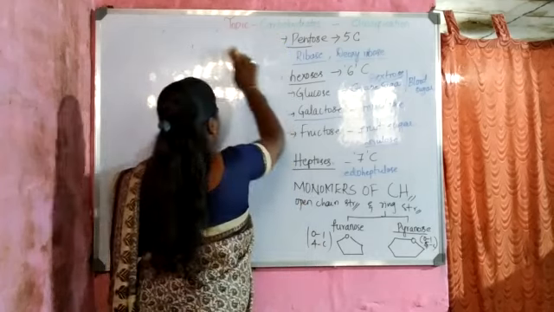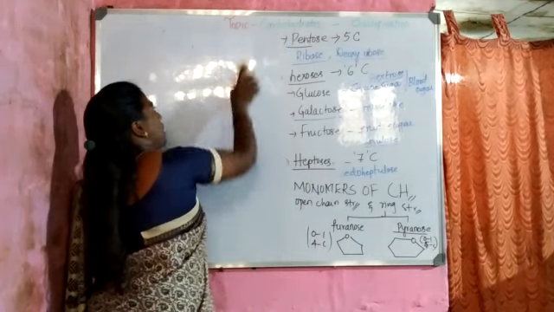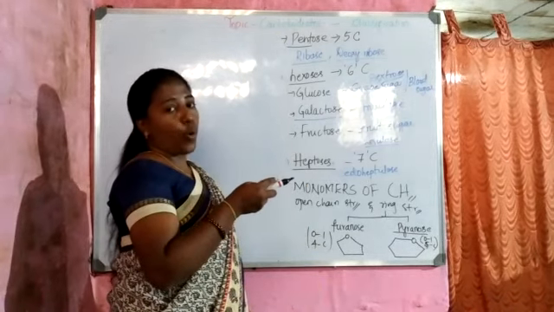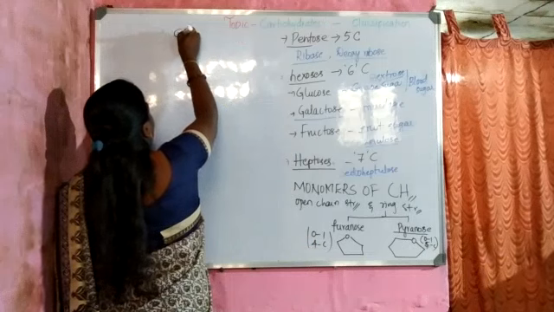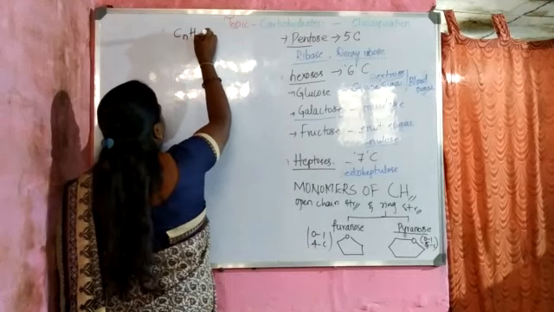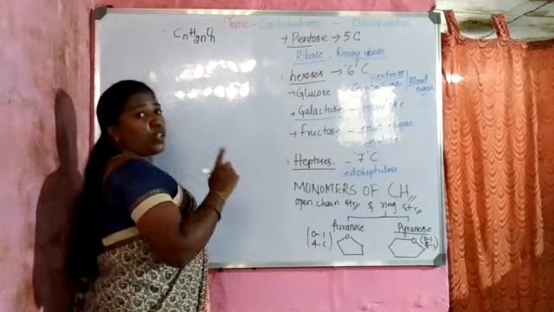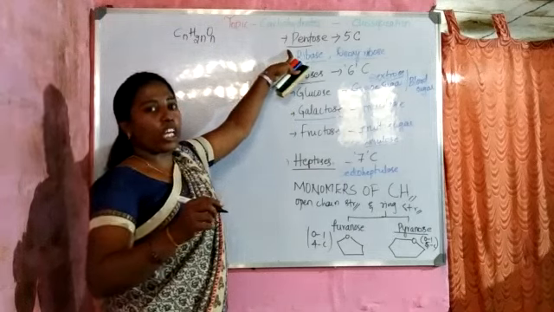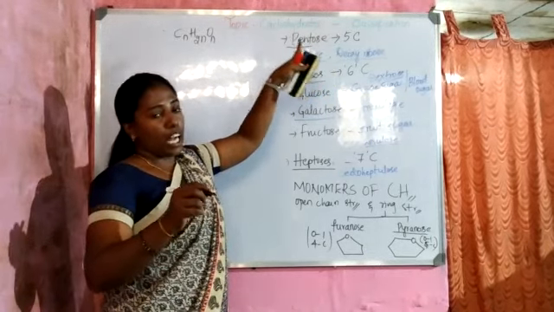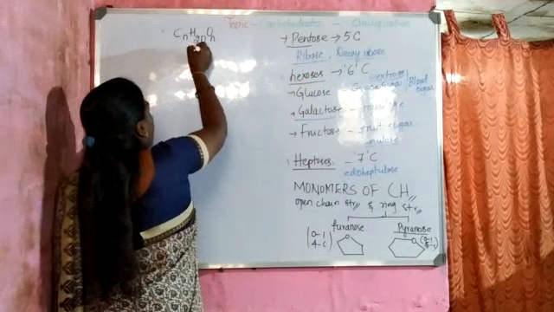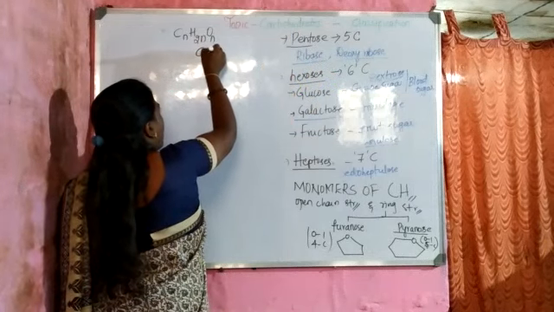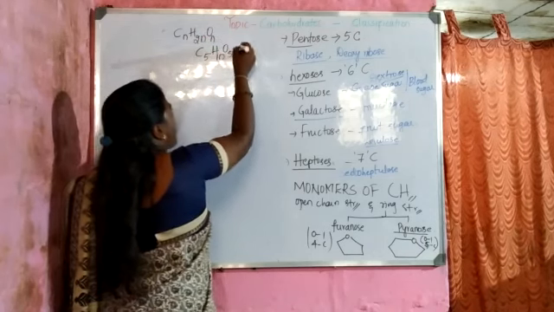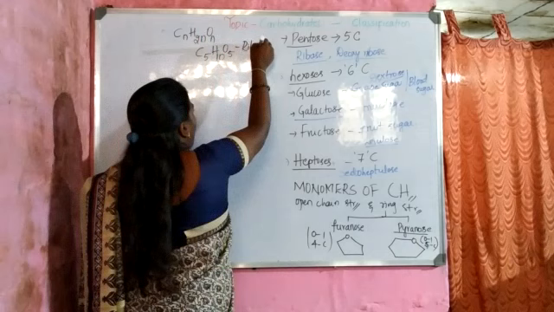In pentose, the first example I am going to take is ribose. The general formula of carbohydrates is CnH2nOn. Now I am going to discuss the structure of ribose, one of the pentose sugars. How many carbon atoms are there? The number of carbons is 5. So the formula of ribose is C5, 2 into 5 is 10, H10, O5.